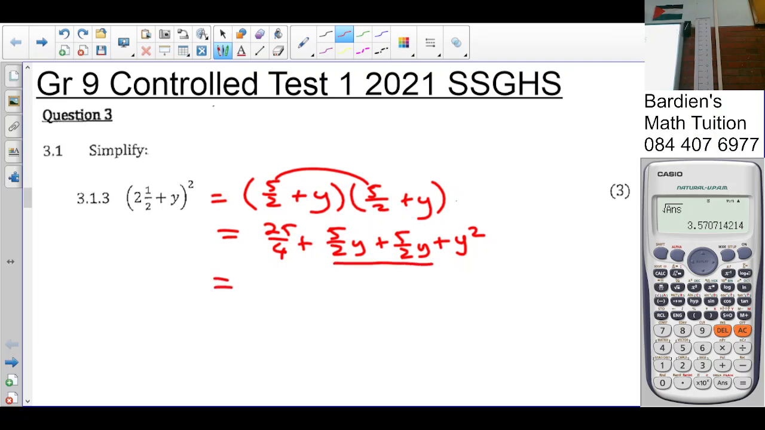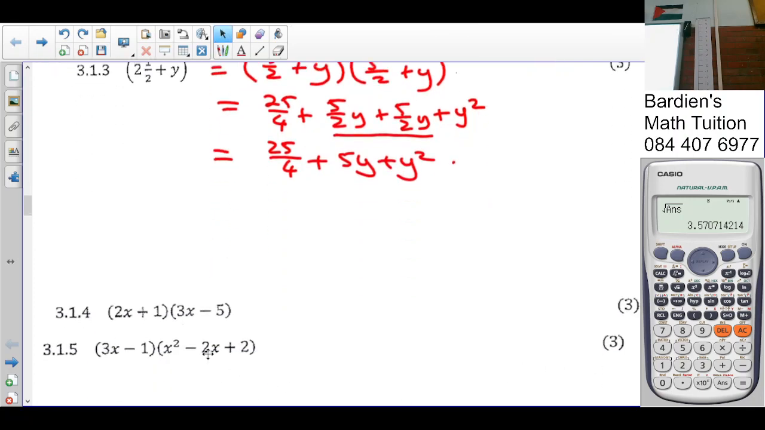So that makes them like terms. The variables are the same. So 5 over 2 plus 5 over 2 is 10 over 2, which is 5y, plus y squared. Okay. The next one.